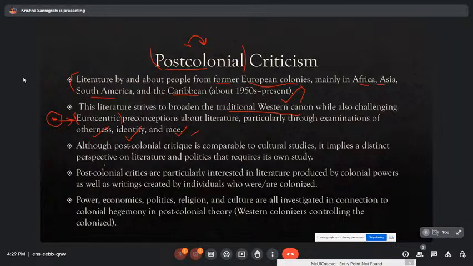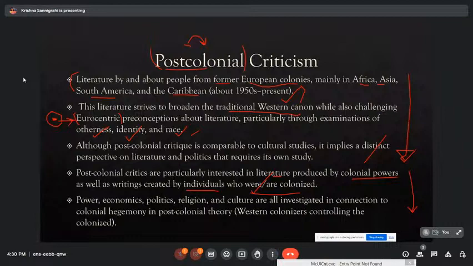Although it is similar to culture studies, it has its own specific needs. So post-colonial critics are particularly interested in literature produced by the colonial powers, as well as writings created by individuals who were or are colonized. So here we were discussing what is post-colonial literature, and now we are discussing what the post-colonial critics do. They are actually interested in both: number one, literature which is produced by the colonial powers, and also the writings of the people who are colonized.